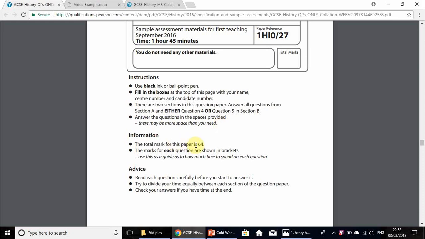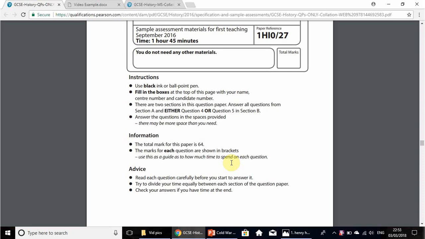Then it tells us the paper's out of 64. That is more than paper 1 and 2 because remember this paper has got 2 different topics in it. So it's worth slightly more. This is a really important exam, so it's important that you take this one just as seriously as you would medicine and Germany. Then it tells us the marks are shown in brackets, which give us a bit of an idea how long to spend on each one.